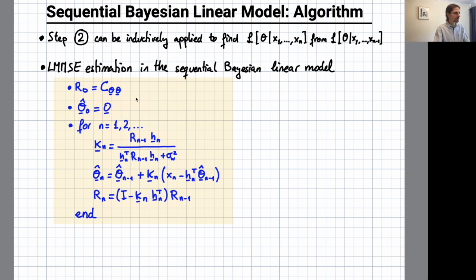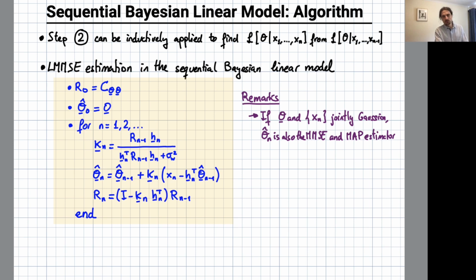Another important observation is that this algorithm produces exactly the LMMSE estimator. So there is nothing that we lose in terms of estimation performance relative to obtaining the LMMSE estimator in batch form. And this is not something common in online algorithms. Typically, with online algorithms, there is some loss of performance relative to their batch counterparts.